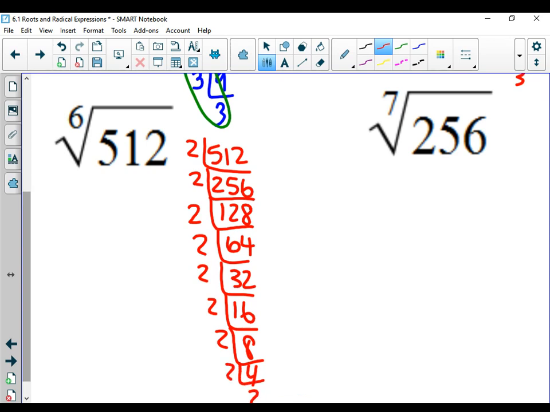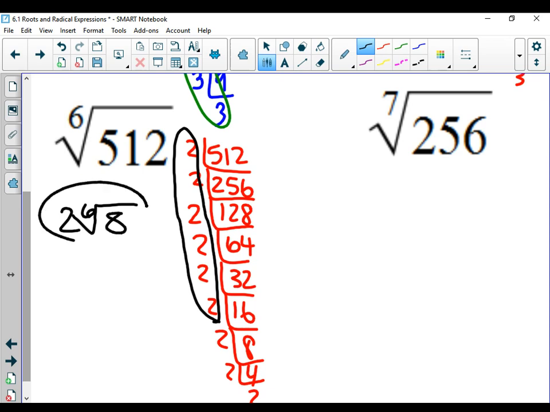Okay. I am interested in 6 of a kind. 1, 2, 3, 4, 5, 6. So a 2 comes out. I'm left with 2 times 2 times 2, which leaves me with 8. So I'm left with the 6th root of 8.